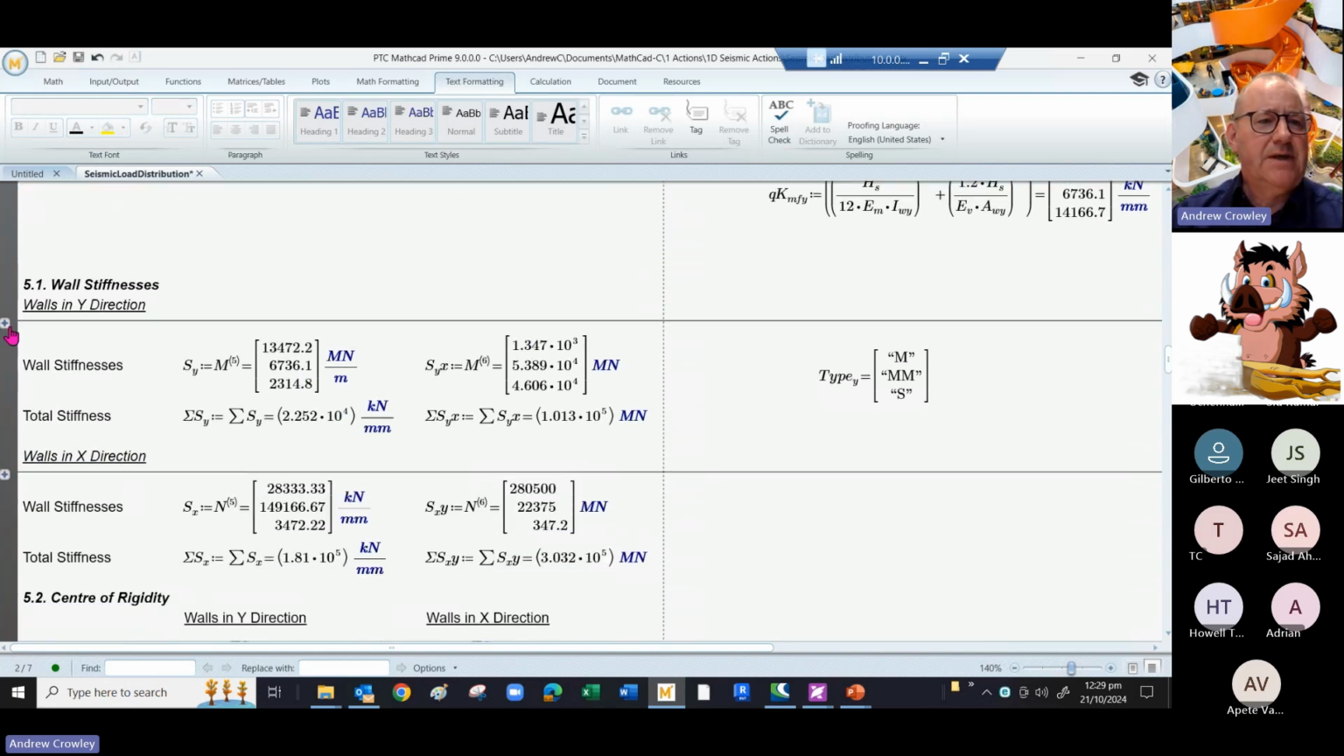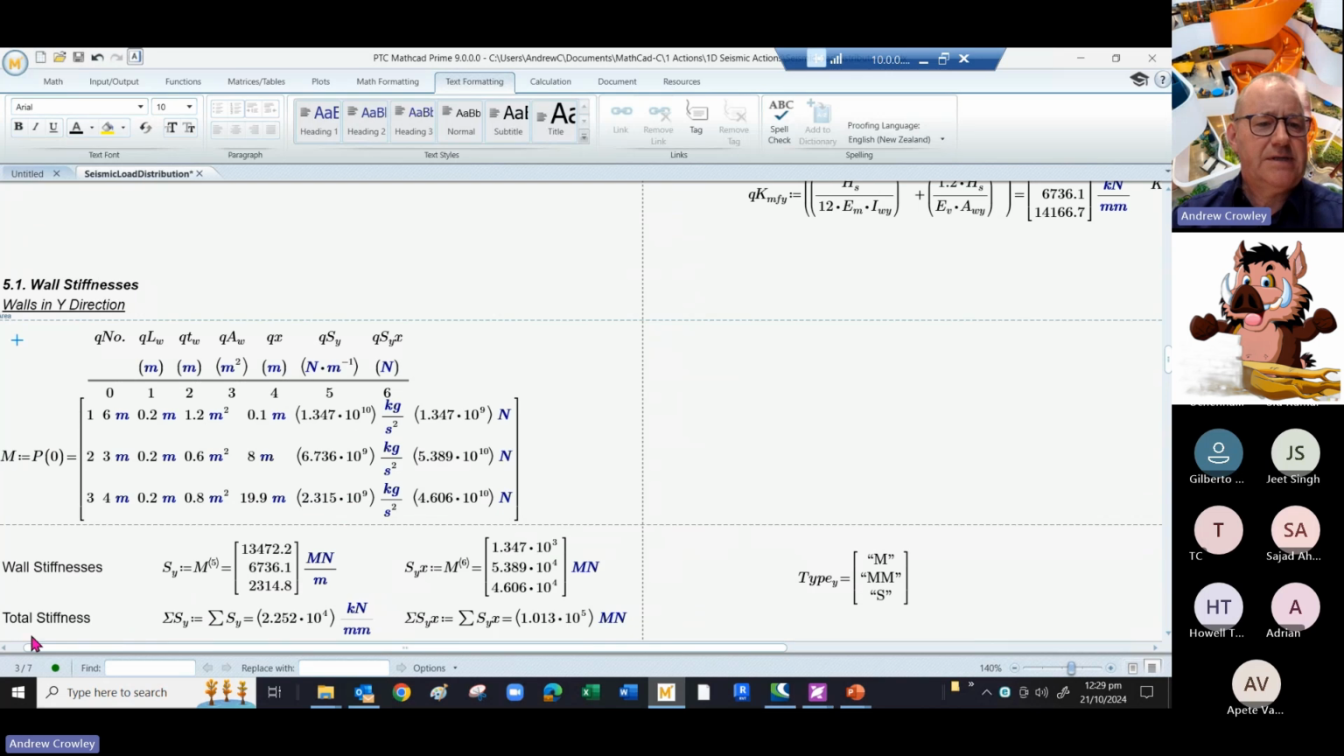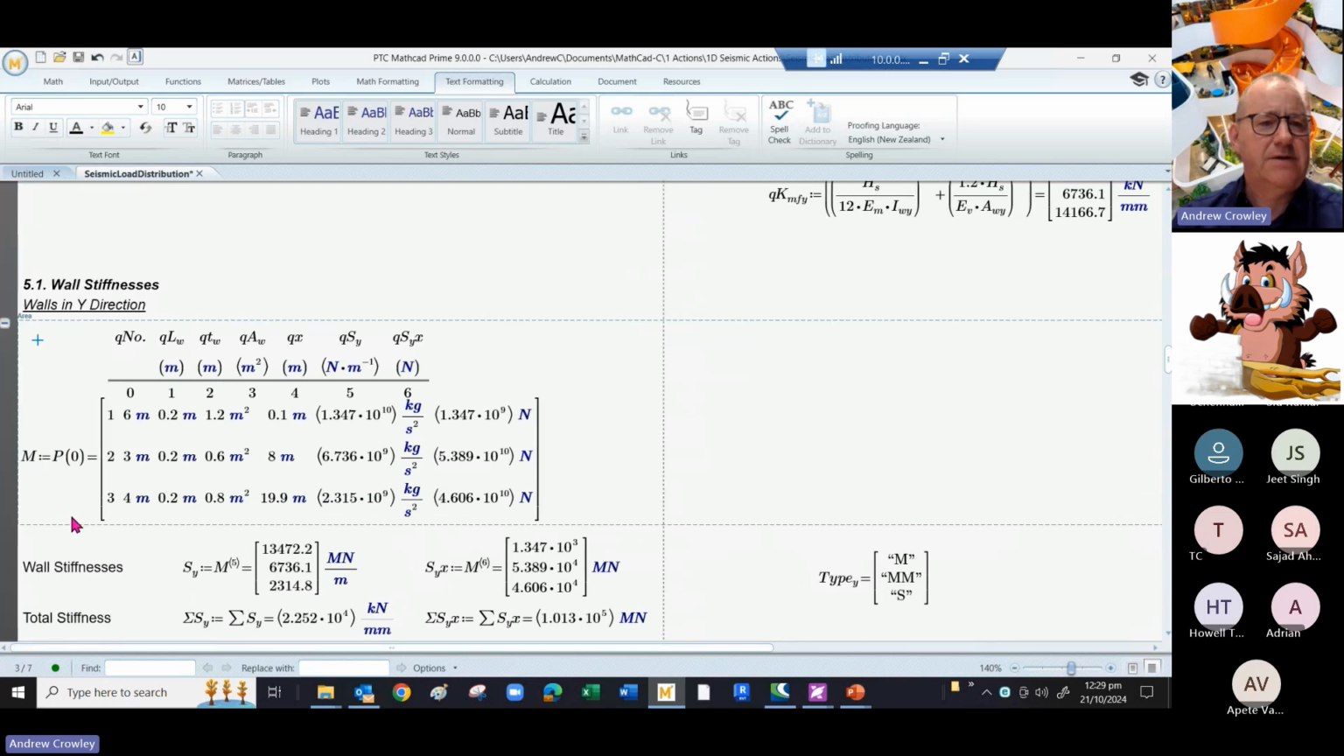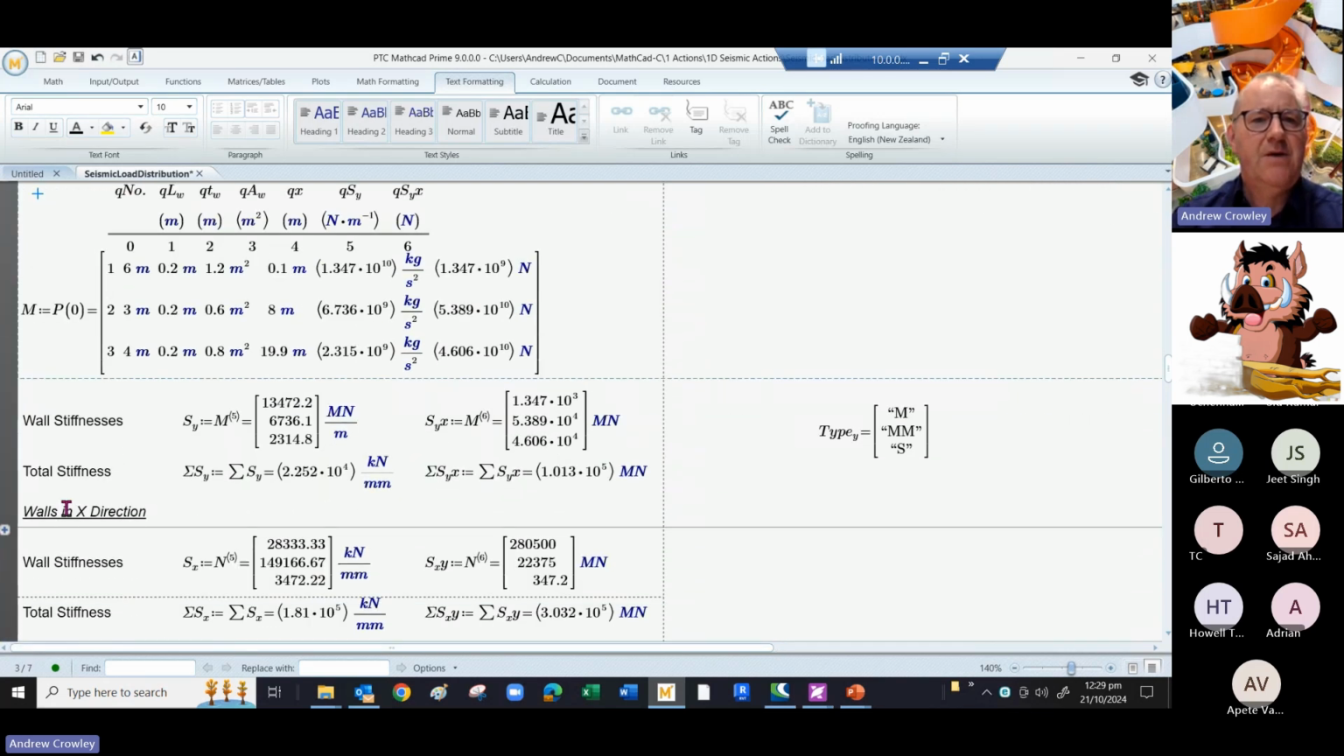Similarly, walls in the x direction for wall stiffnesses. There is our table that we've just derived. And from that, we can pull out our wall stiffnesses, which is the 5th column in our matrix. And because our matrices are indexed from the number 0, we have the column here to populate the wall stiffness. And the wall stiffness multiplied by the x value is the 6th column.